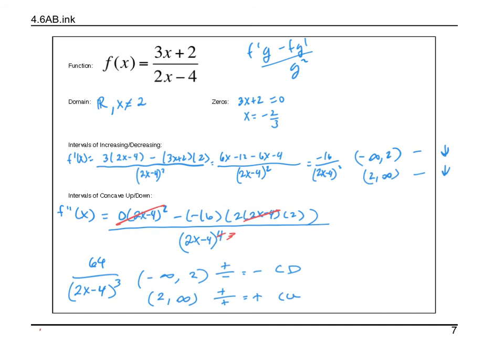2 is not a point of inflection because, again, 2 is a vertical asymptote, but it still allowed us to see that the graph is going to change behavior.